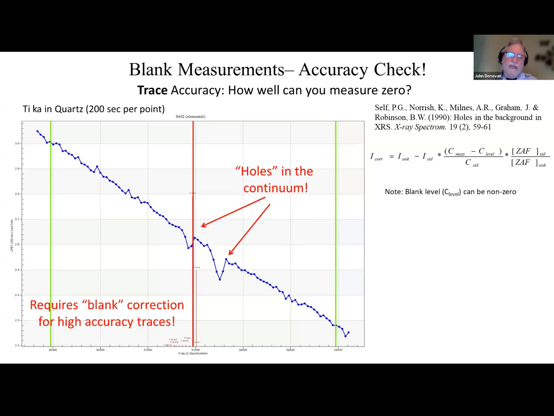In the correction here, we can actually utilize a non-zero blank level material. In fact, the synthetic quartz that I have has 1.4 ppm of titanium in it, so I could actually specify that. But anything below 1 ppm can usually be considered zero in the microprobe.